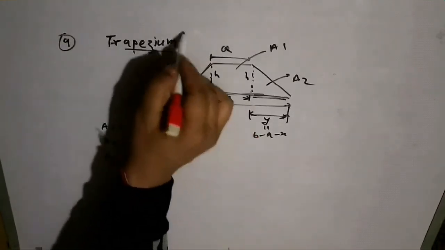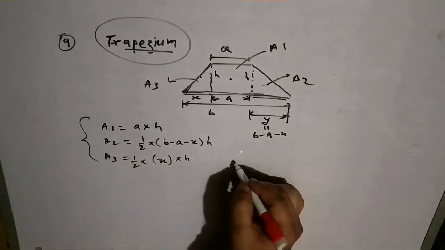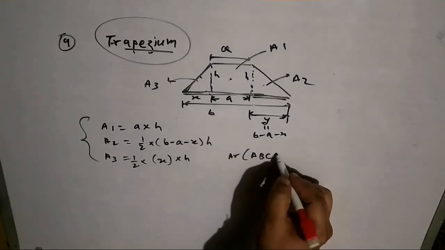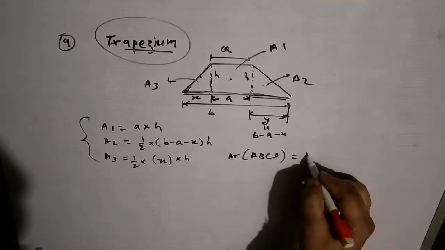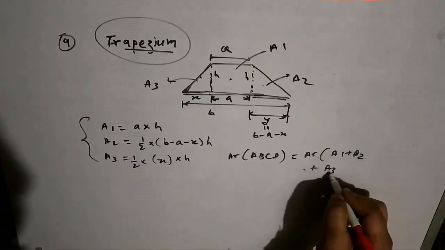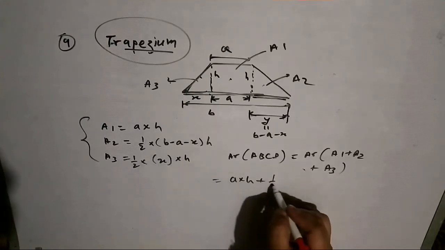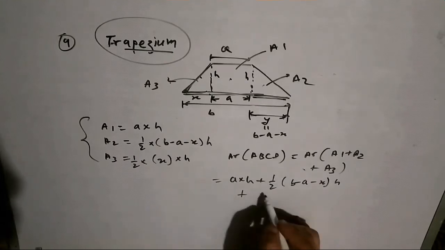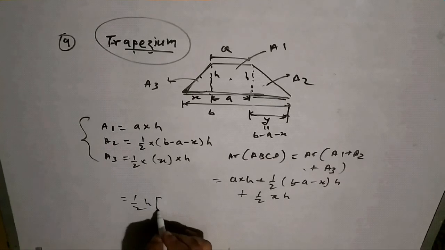For finding the total area of the trapezium ABCD, you just have to add all these three figures: the area of A1, area of A2 and area of A3. Area of A1 is a into h. Area of A2 is 1 by 2 into b minus a minus x into h. And area of A3 is 1 by 2 into x into h. So you can take 1 by 2 h common here.